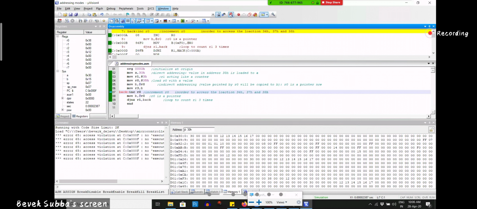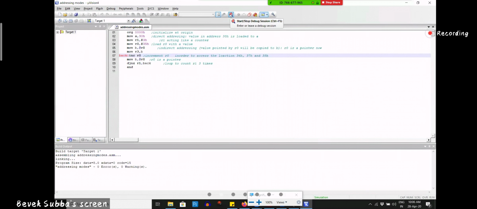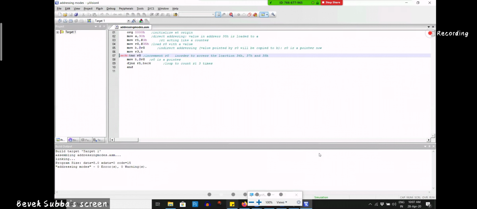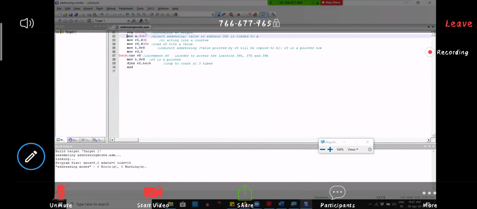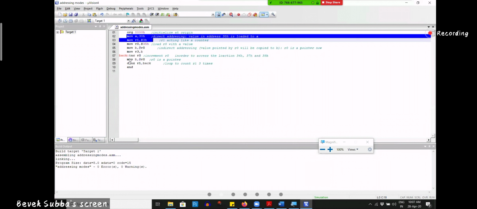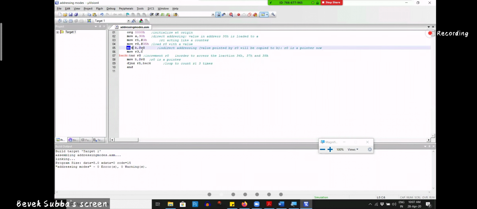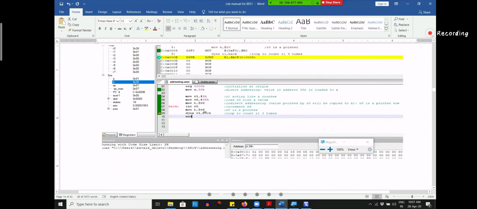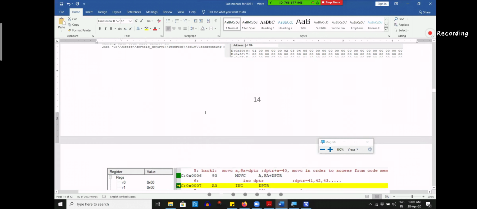Did you understand this program? Yes. Okay. So this one is your direct addressing mode. This one is your indirect addressing mode. This one is your register addressing mode, from one register to the next register. Let's look at a more complicated addressing mode, that is index addressing mode.